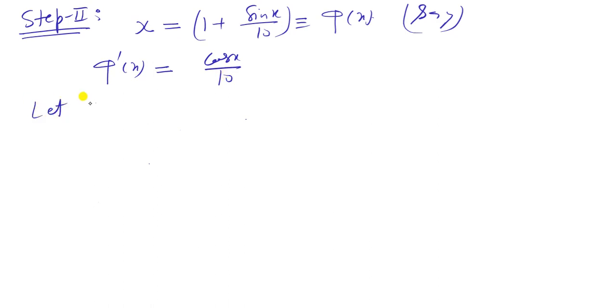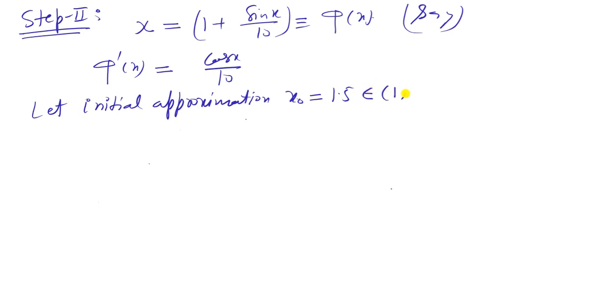Let the initial approximation x naught be equal to, say, 1.5, which belongs to the open interval 1 and 2. That is, here I am taking the midpoint of 1 and 2. So this is the initial approximation, and we can consider the initial approximation 1.1, 1.2 up to 1.9 in the open interval. So x naught is equal to 1.5.